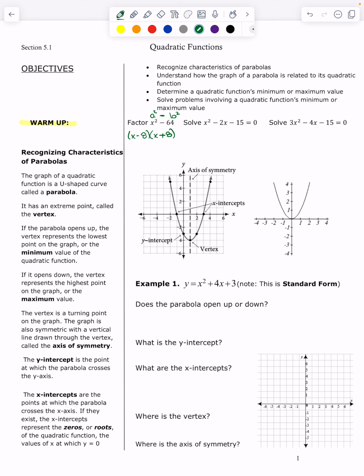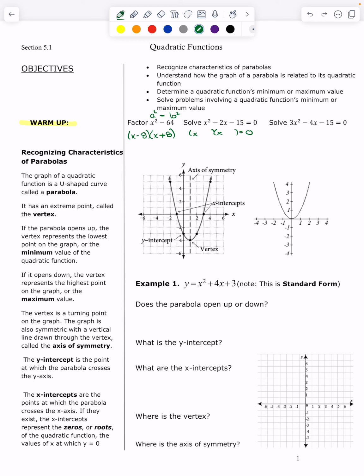We're going to take it up a notch. This time, as we factor, we're going to keep it set equal to 0. The only way to get x squared is x times x. I'm going to put that in first. I am now looking for two numbers that I can multiply to get negative 15.